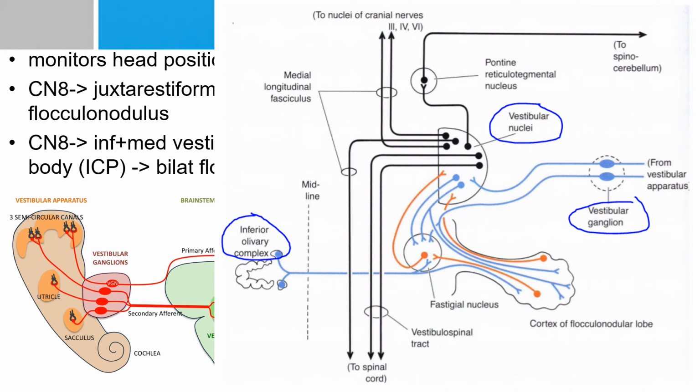The output system is also an exception to the rule of thumb. The flocculonodular lobe can either transmit signal directly out of the cerebellum, or it can go first to the vestibular nucleus and then go out of the cerebellum.